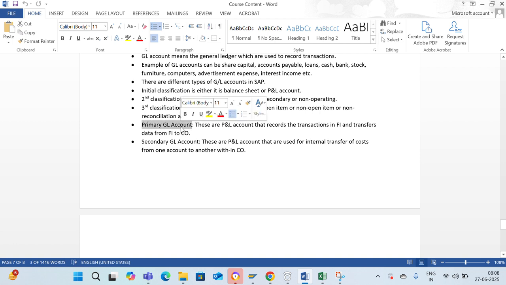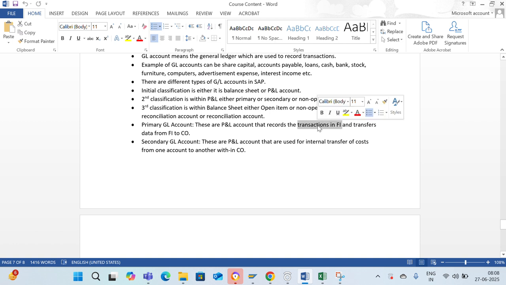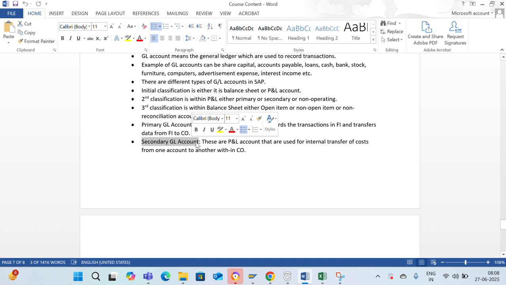Primary GLs. If we talk of the primary GLs, these are nothing but the P&L GL itself, which are used to record the transactions in FI and then transfer their transactions from FI to CO. Secondary GLs, those are also part of P&L GLs. Those are used for internal transfer of cost from one account to another, that is within CO.